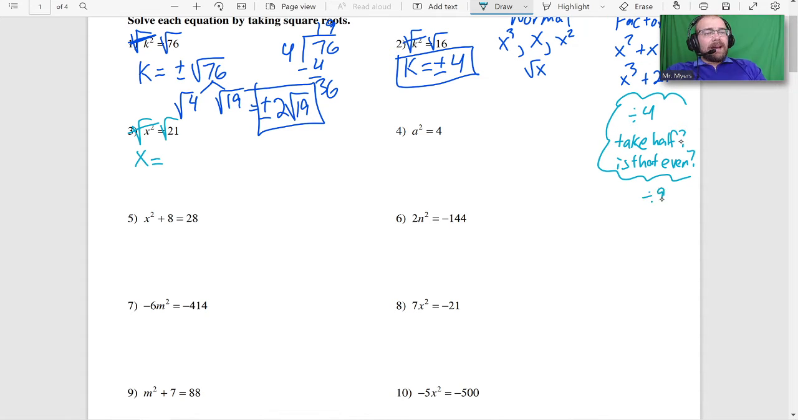If it divides by 9, there's a nice trick to that too. You add the digits. And then that number, does that number divide by 9? Okay, so that's how you know if it will go into 9.